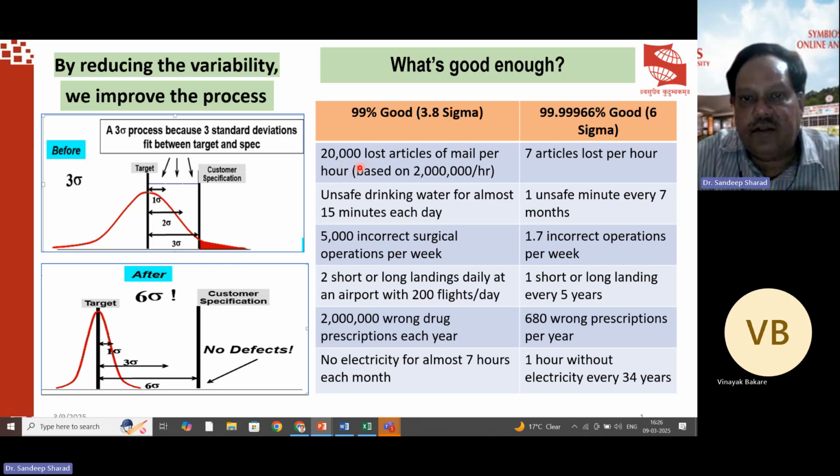So the examples are: 20,000 lost articles of mail per hour versus 7 articles lost per hour; unsafe drinking water for almost 15 minutes each day versus 1 unsafe minute every 7 months; 5,000 incorrect surgical operations per week versus 1.7 incorrect operations per week; 2 short or long landings daily at an airport with 200 flights per day versus 1 short or long landing every 5 years; 2 lakh wrong drug prescriptions each year versus 680 wrong prescriptions per year; no electricity for almost 7 hours each month versus 1 hour without electricity every 34 years.